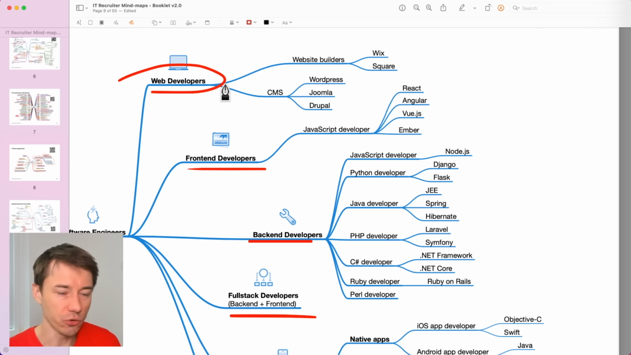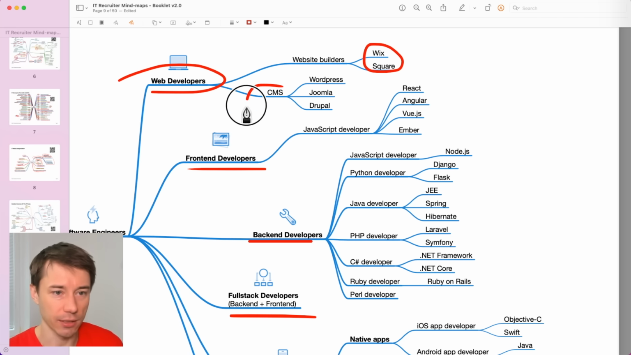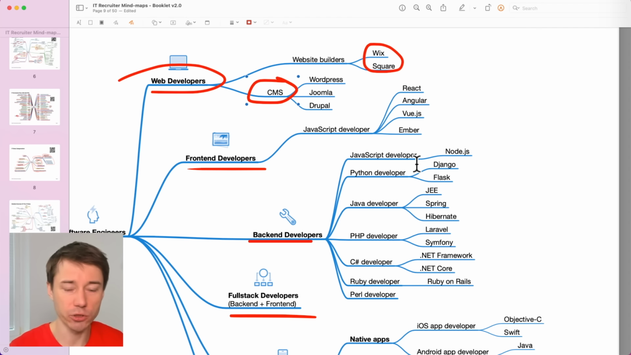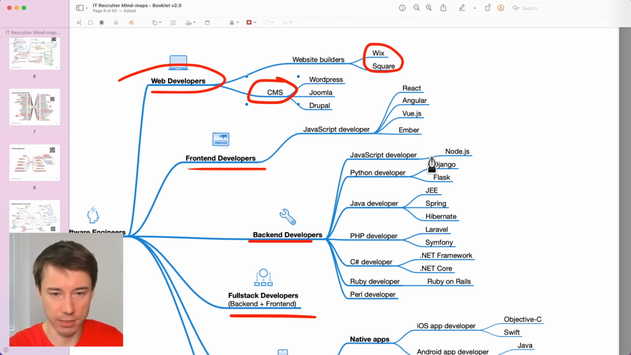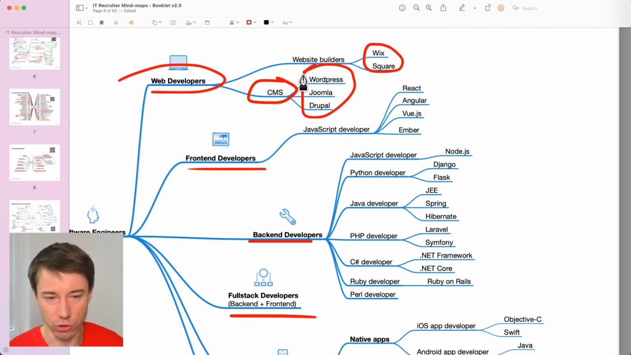So web developers usually use some website builders or content management systems. We are talking about providers such as Wix or Square. These companies may also include WordPress, Joomla, Drupal. So these are the content management systems. And if you've already watched my previous video where I talked about the must-know IT acronyms, then you would already know what CMS stands for, Content Management System. And you would even remember from the must-know IT terms that the 3 popular ones are WordPress, Drupal, and Joomla.